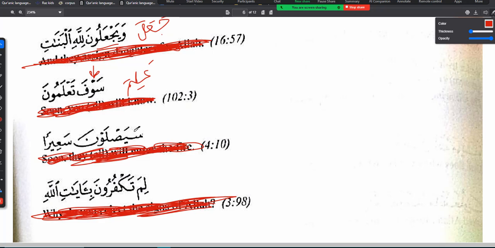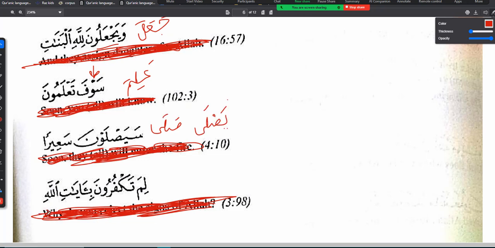So yaslawna sa'ira. Yaslawna, this is a weak verb. Inshallah, we are going to learn about it. This is sala yasla. The meaning is to enter fire. Allahumma la taj'alna minhum. Sayaslawna sa'ira.